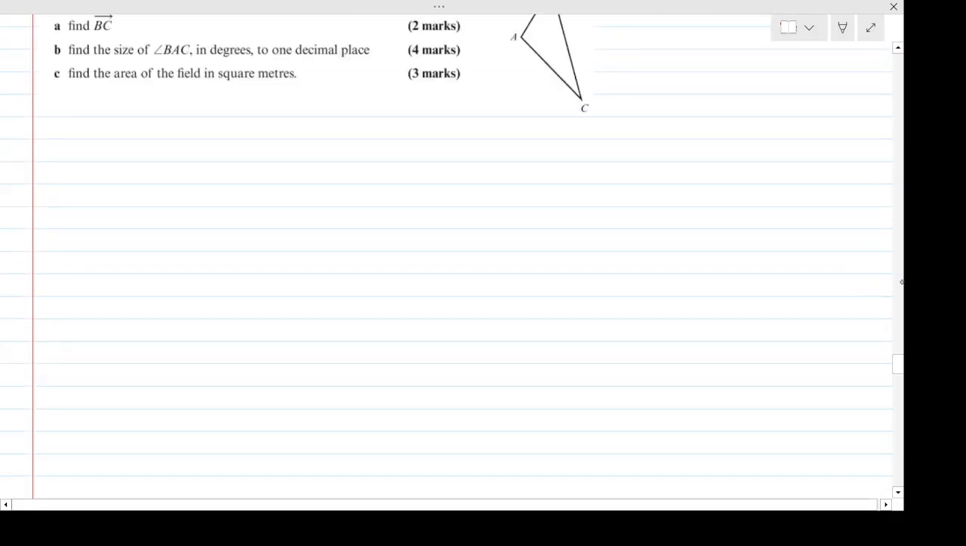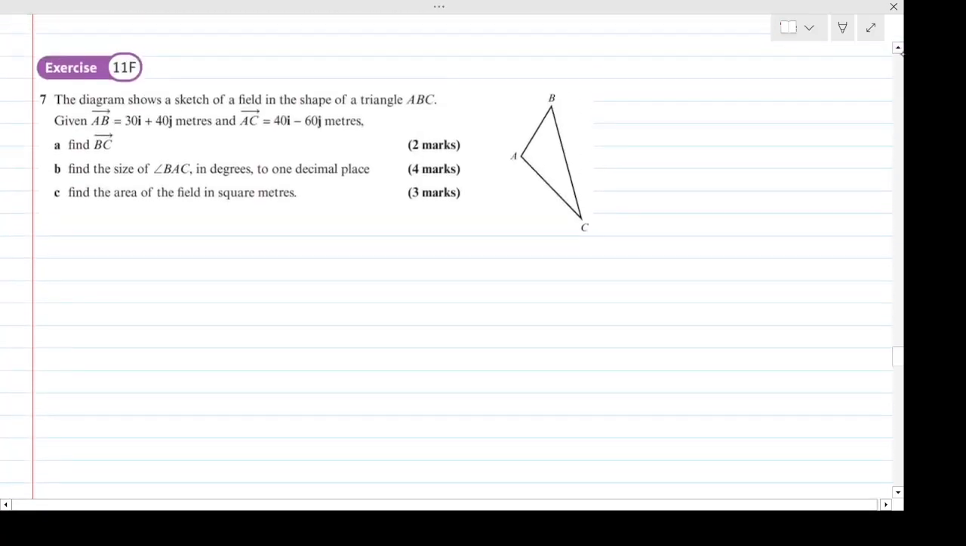Okay, so then we've got some more exercise questions. So we've got this one first of all. We did an example like this last time, very similar, but again, it does come up from time to time. So it's a good question to practice. We're told a diagram shows a sketch of a field in the shape of a triangle. Given AB is 30i and 40j, and AC is 40i minus 60j, find B to C.